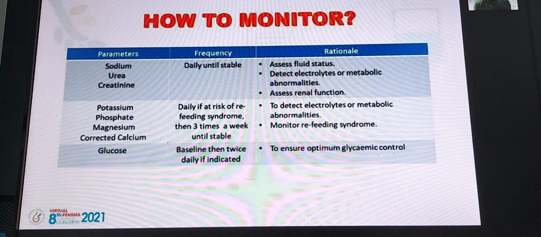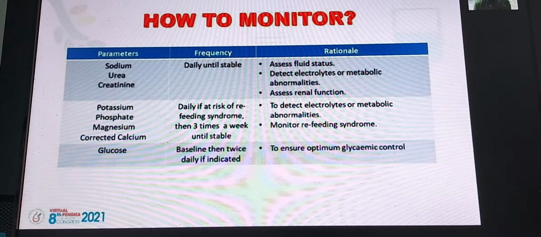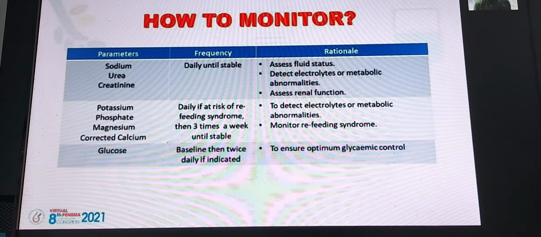Potassium, phosphate, magnesium, and corrected calcium. These are the electrolytes which are important for us to detect any risk of refeeding syndrome. So it should be done daily during the initial stage of nutrition, okay, to identify the risk of refeeding syndrome. Then we can do it 3 times a week until it becomes stable. Glucose, yes, it is important for patients who are diabetic to ensure that the patient has optimal glycemic control.